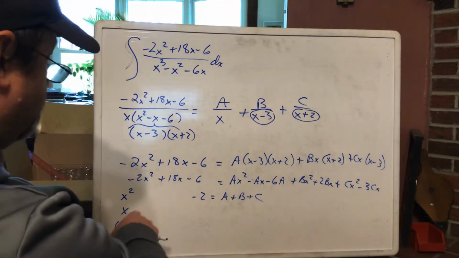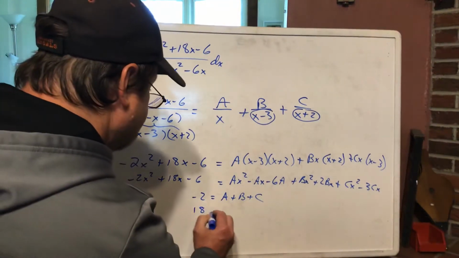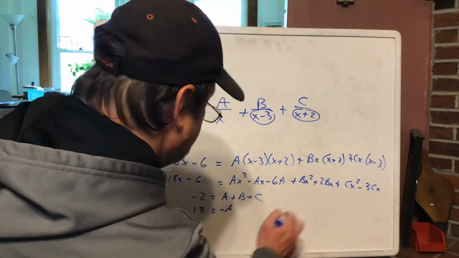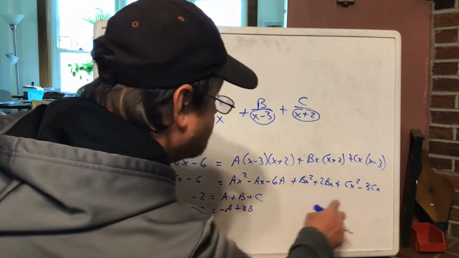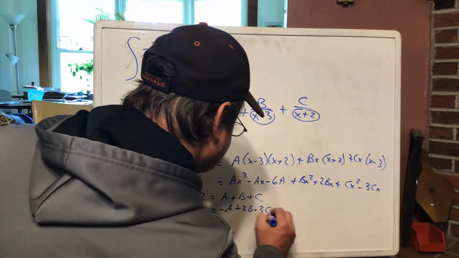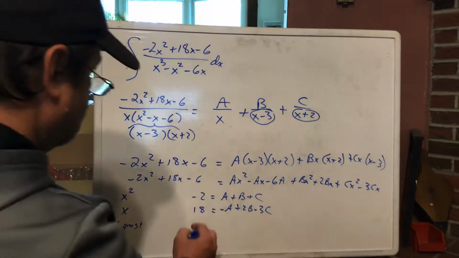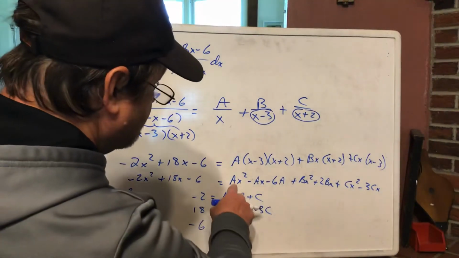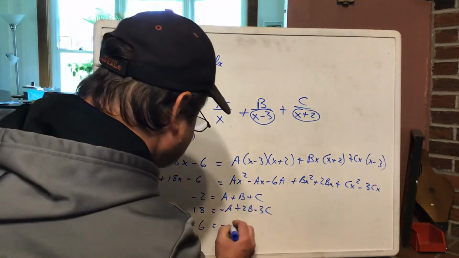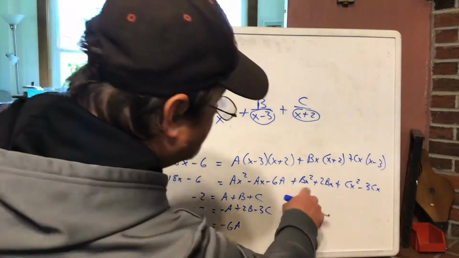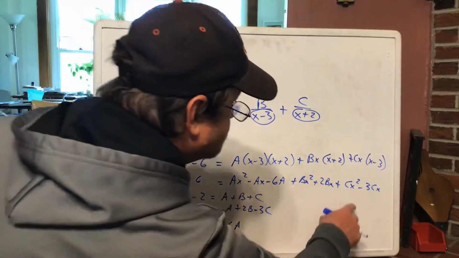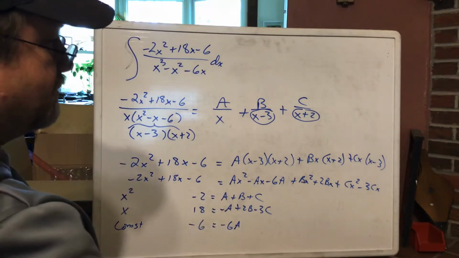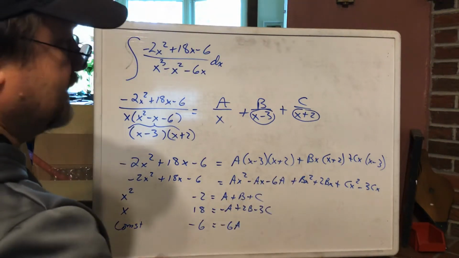For my x equation, what do I have? On the left hand side I have 18. On the right hand side I have minus a plus 2b minus 3c. For my constant equation, on the left hand side I have minus 6. On the right hand side, well, I got a constant right there, minus 6a. Here, I don't have a constant there. Here, I don't have a constant there either. All right? Because I was multiplying by x there, I ended up getting an x in each term.